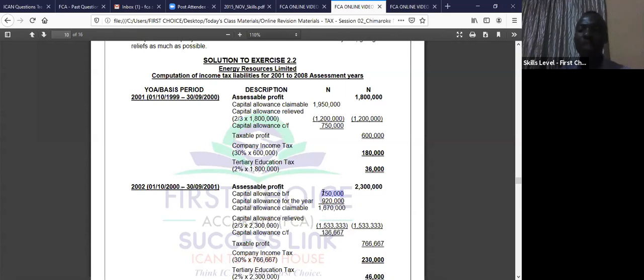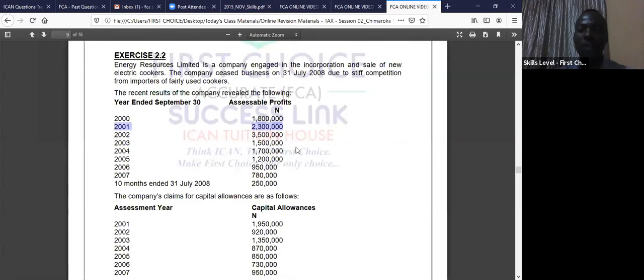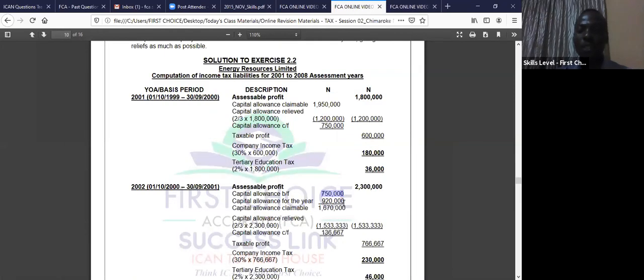Then, but how much a loan was charged for this year? If we go to our question, this is what was charged for this year, 2002, 920. So when you bring your 920 for this year plus the unrelieved for last year, you add them together, you are getting this figure. Okay?